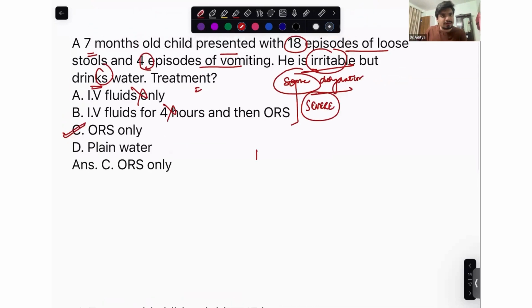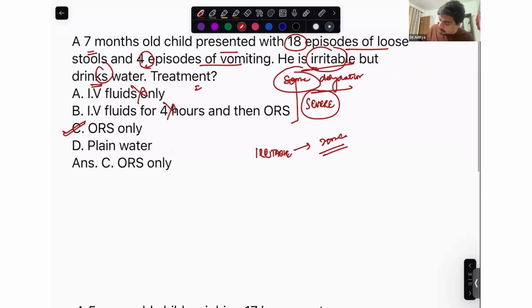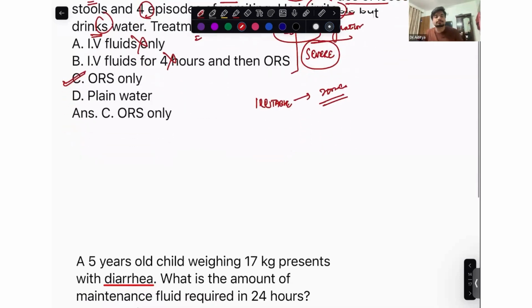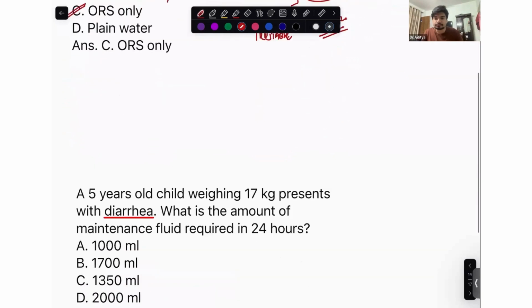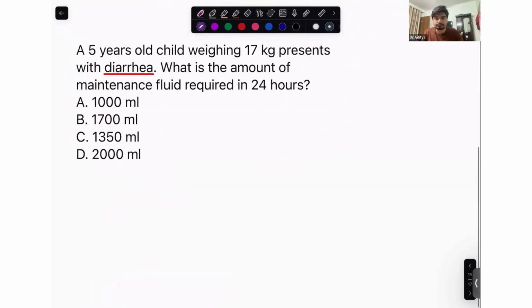Now, coming to the next question. Tell me the answer to this question, everyone. A 5-year-old child weighing 17 kg has come with diarrhea. What is the amount of maintenance fluid required in 24 hours? Tell me the answer to this question. The child is 17 kg. What is the maintenance fluid required in 24 hours?